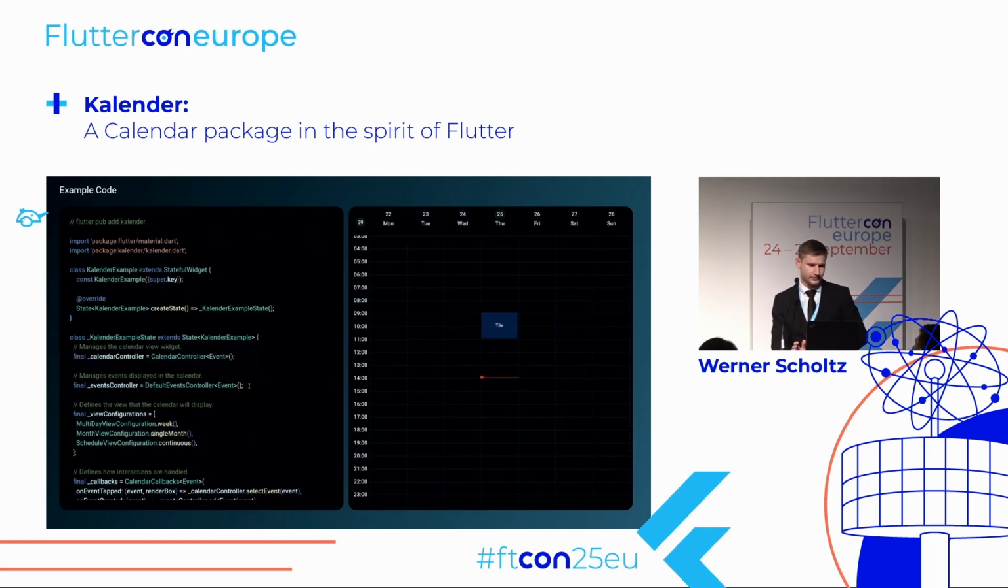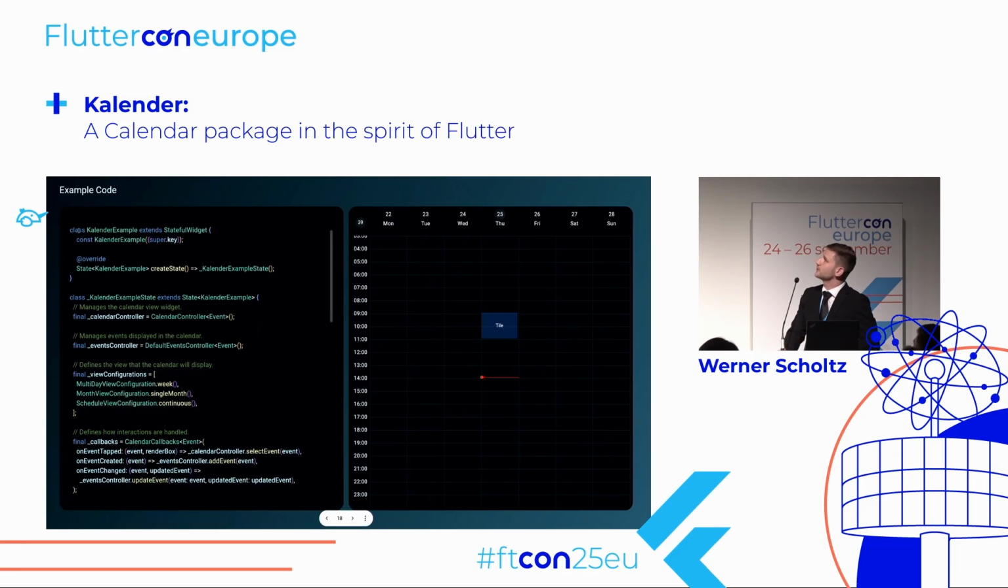So I'm just going to give you a quick example of what it looks like in code. You just add the package with Flutter pub add calendar, or you can add it to your pubspec.yaml directly. I just created a stateful widget here called calendar example, and in the state, I basically just define a couple of things. I'm quickly going to run through those things, and then I'm going to speak a bit more in depth about each of them.